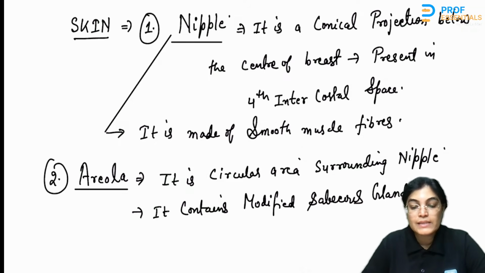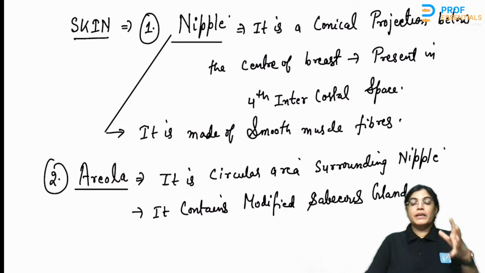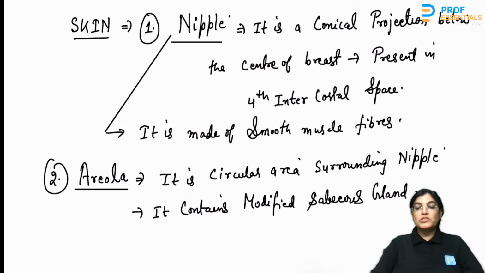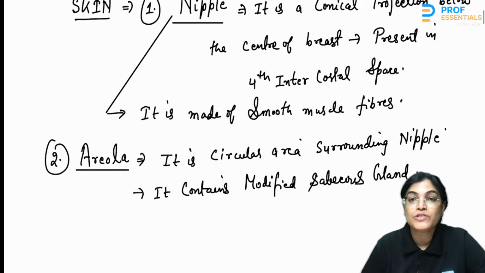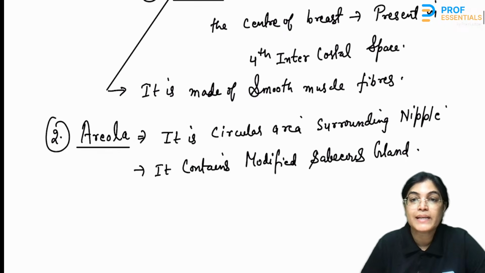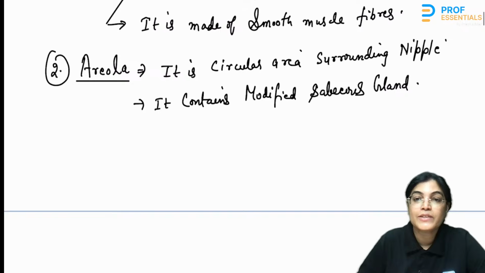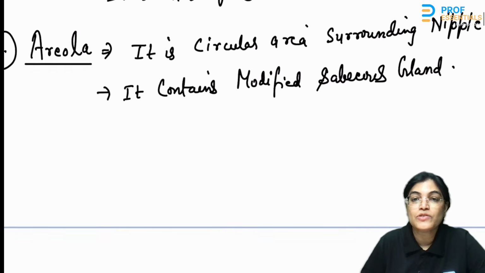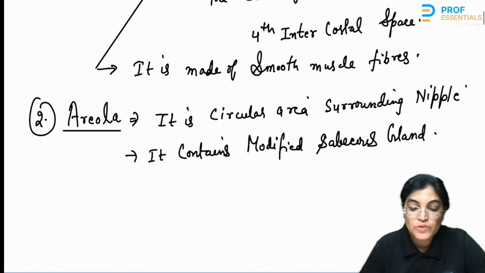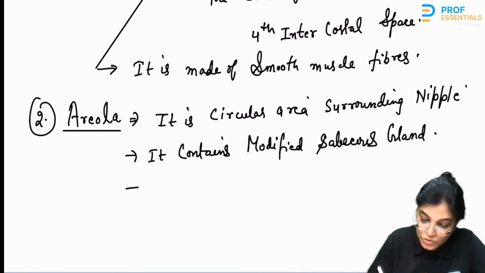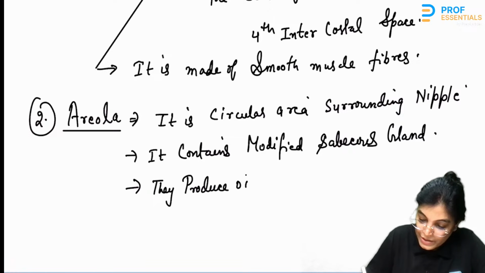Exactly, it is a modified sebaceous gland. Sebaceous glands are holocrine type of glands, and they secrete an oily secretion. What is the function of this oily secretion? It lubricates the skin. So they produce oily secretions.